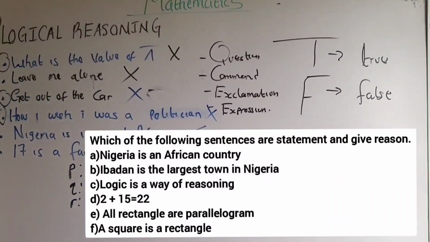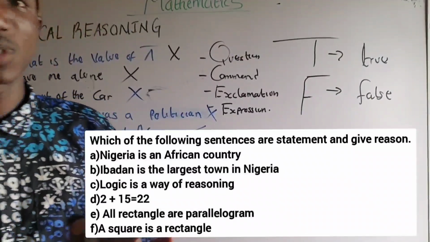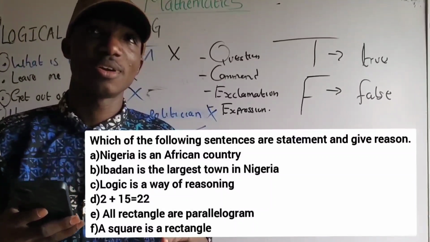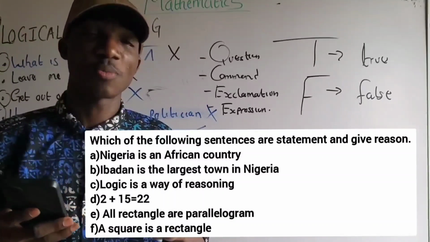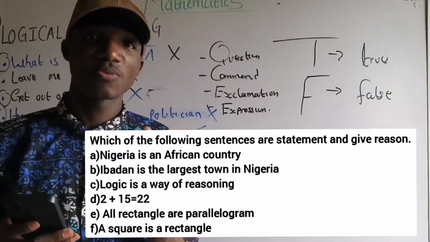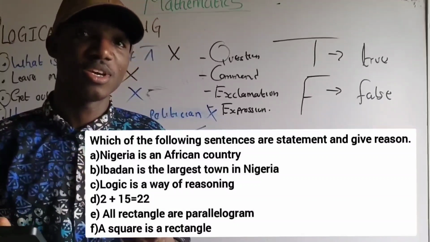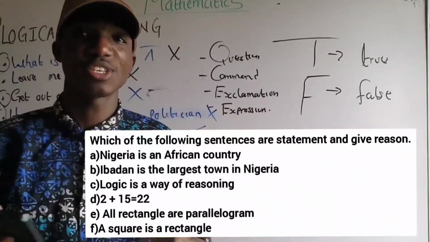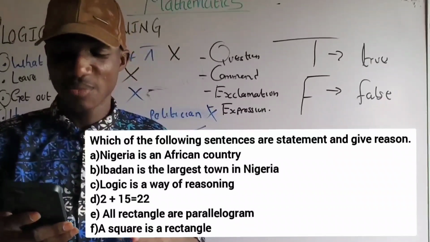So a square is a rectangle. That statement is true. You understand? The reason is because a square has all the properties of a rectangle, if not all, mostly all the properties. It has 4 sides. A rectangle also has 4 sides. A square is a special type of rectangle that has all its sides equal. Are you getting it? So that statement is also true.